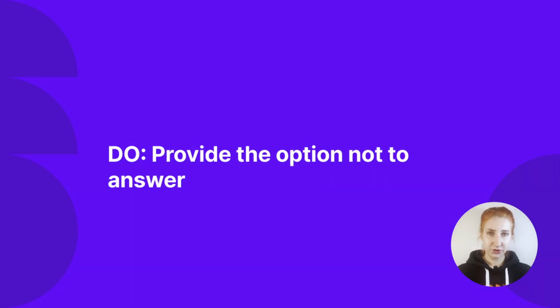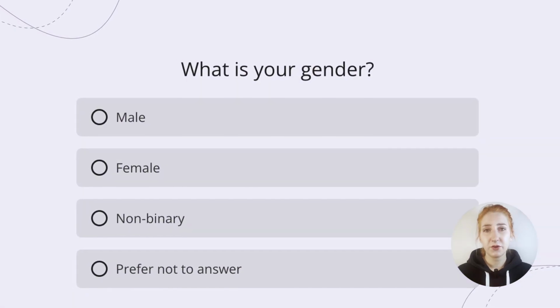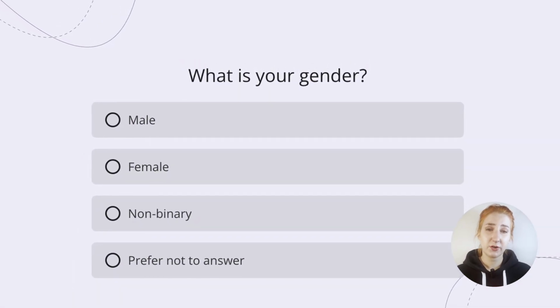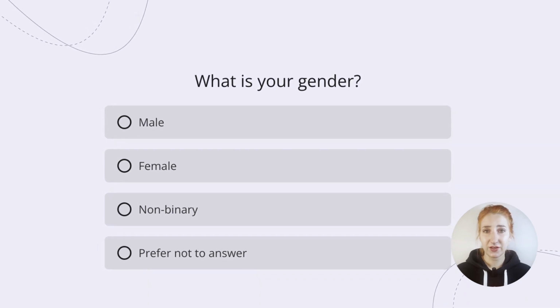Give your respondents the option not to answer. There will almost always be someone for whom a question is inapplicable or uncomfortable. Respondents may answer untruthfully or opt out of the survey altogether. The solution is to include a prefer not to answer or skip option.